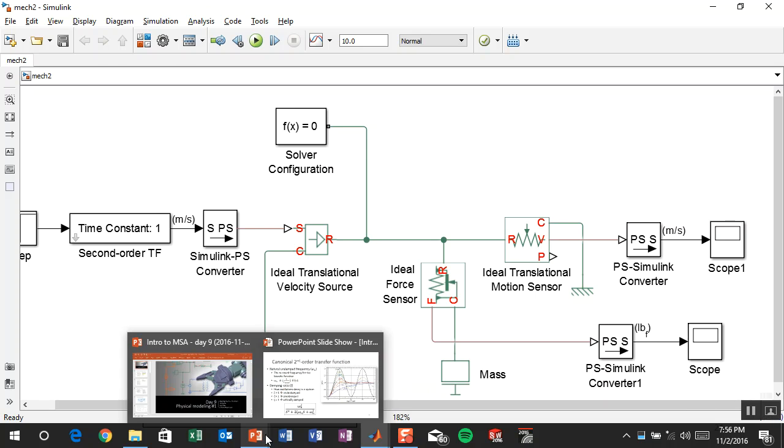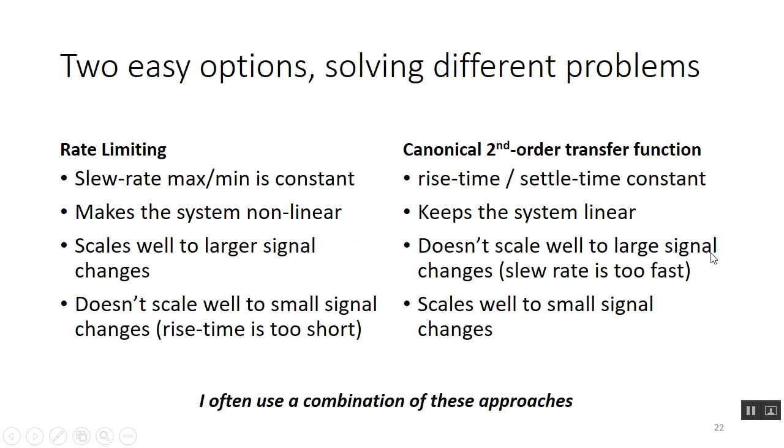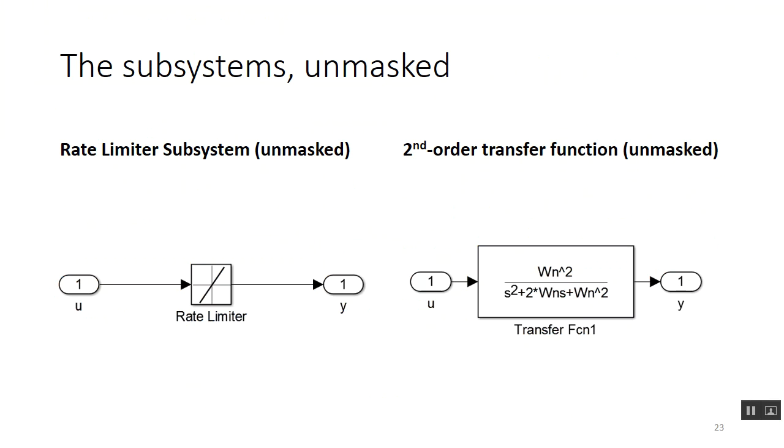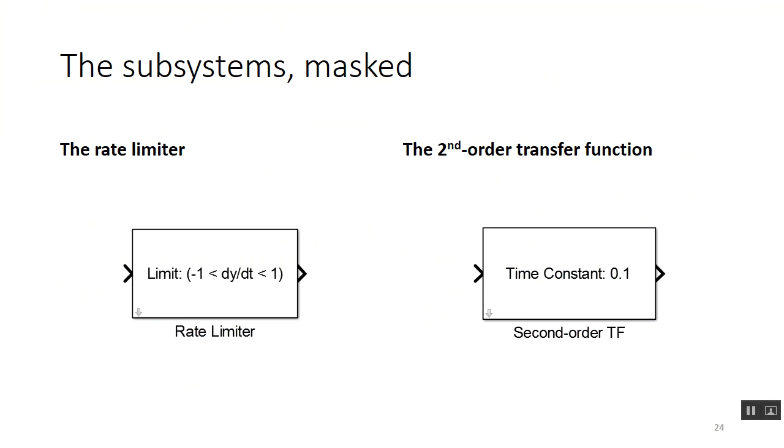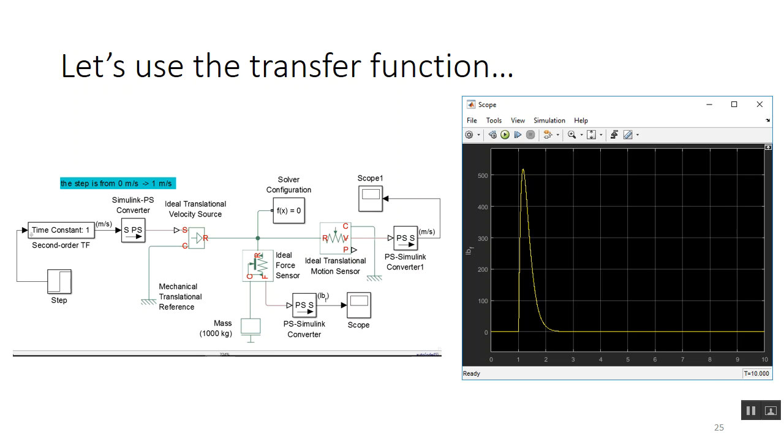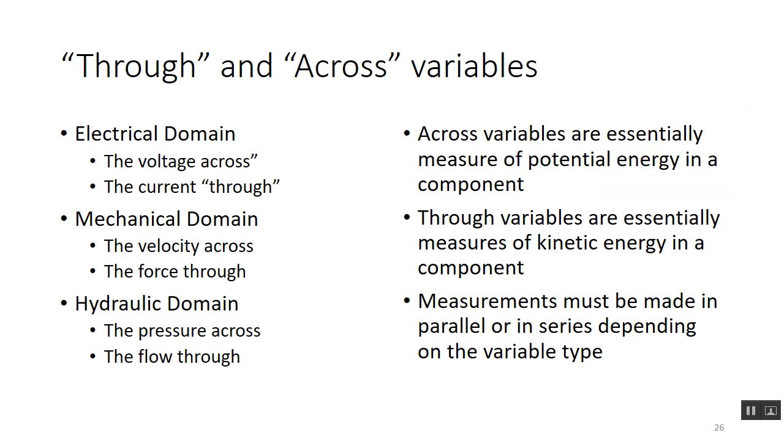All right. So those are those two things. That's what they look like unmasked. That's what they look like masked, which I already talked about. I just showed that. Okay, and we already talked about this a little, through and across variables. So electrical, voltage is across, current is through; mechanical, velocity is across, force is through; and hydraulic, so these are 3 domains we need to use. Pressure is across and flow is through.